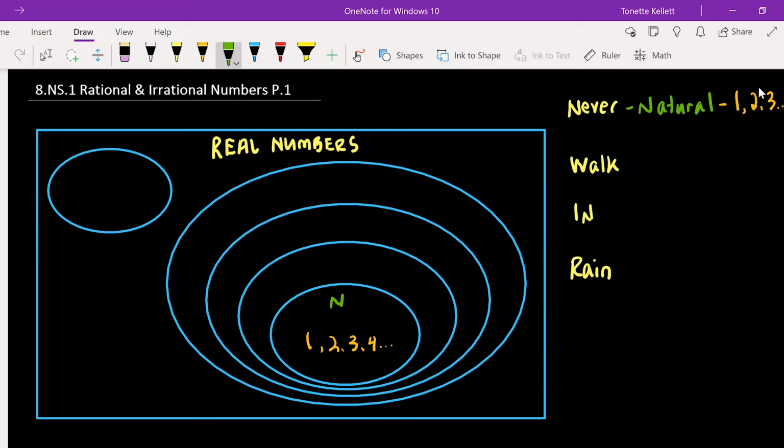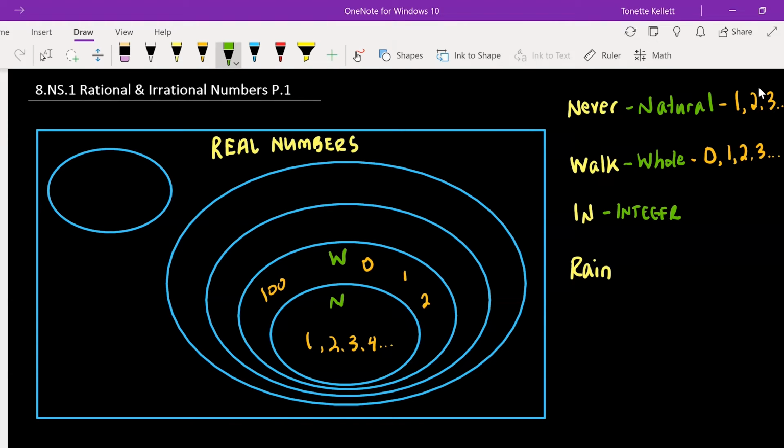All right. The next number set starts with W. It is whole numbers. You've heard of whole numbers. So I'm going to put a W right here for whole. Whole numbers start with the number 0 and include 1, 2, 3, and go on forever. So I'm going to put 0 here. And I'm also going to put 100 because it goes on forever and ever and ever.